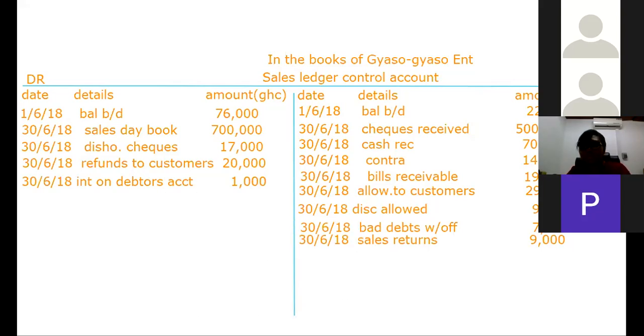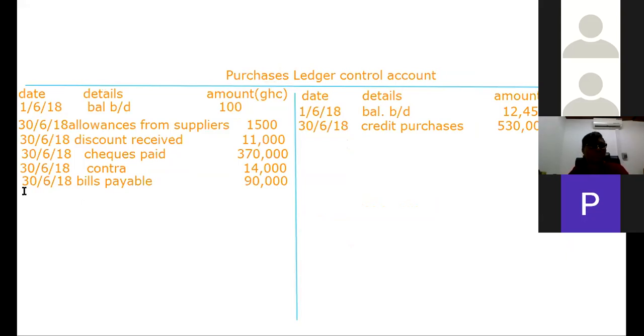Okay, so quickly. Madam, return outwards. Debit side of the purchases ledger control account. 5,000. Closing balances. Is it only one or two? It's two, for purchases and sales. For the purchases, we have it at the debit, and the sales, we have it at the credit.